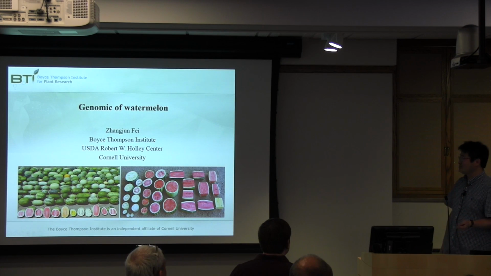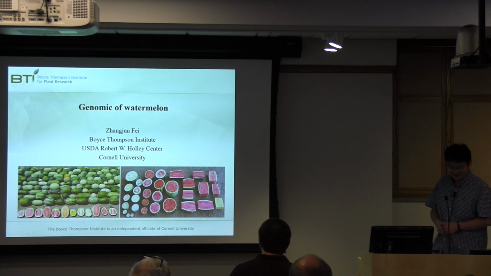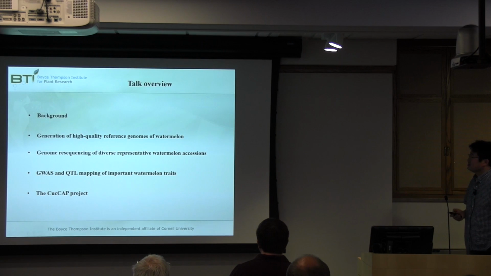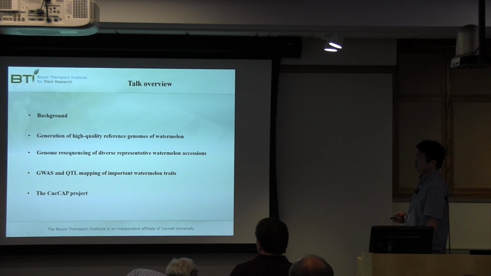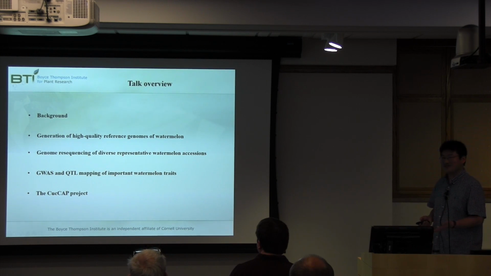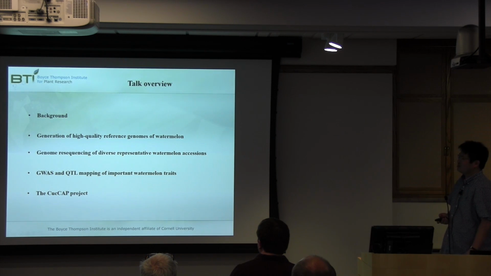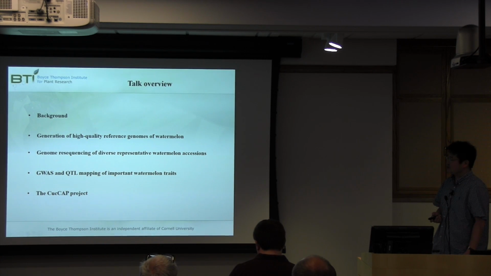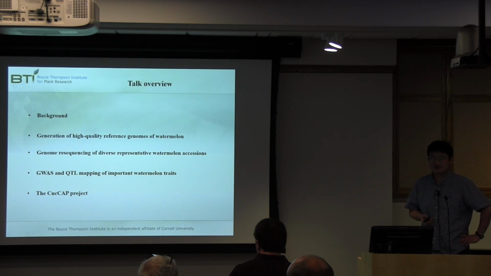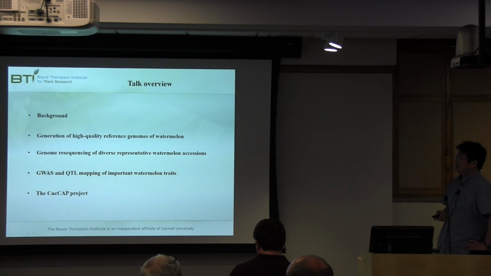Thank you for giving me this opportunity to present our work on watermelon. Here is the outline of my talk today. First, I will provide a little bit of background for watermelon, although most people already know. Then I will talk about the generation of high-quality reference genomes of watermelon. Then I will talk about the genome resequencing of diverse representative watermelon accessions. And then I will talk about the GWAS and the QTL mapping of important watermelon traits using the resources we generated. And at the end of my talk, I will spend a couple of minutes to introduce a new project. It's called QQCAP.